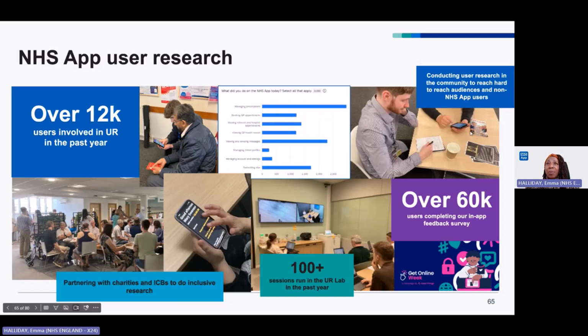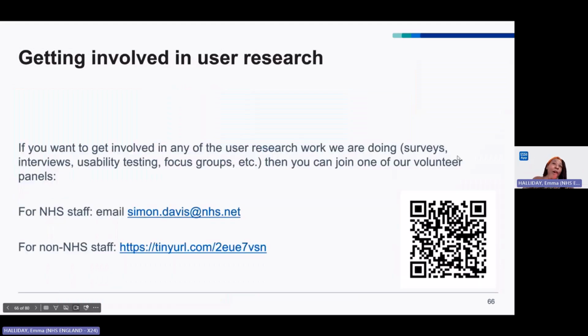So if you're wanting to be part of the user research, or you have got patients or practice groups who are interested, if you're NHS staff, you can email Simon, or for non-NHS staff, there is a link there and you can find out about the user research. It really is important that we do continuously get the patients' feedback on the app.